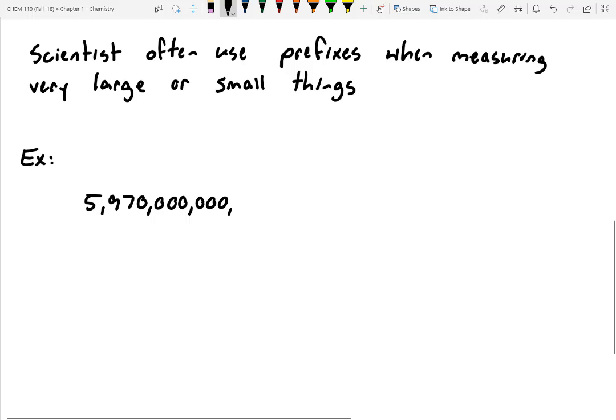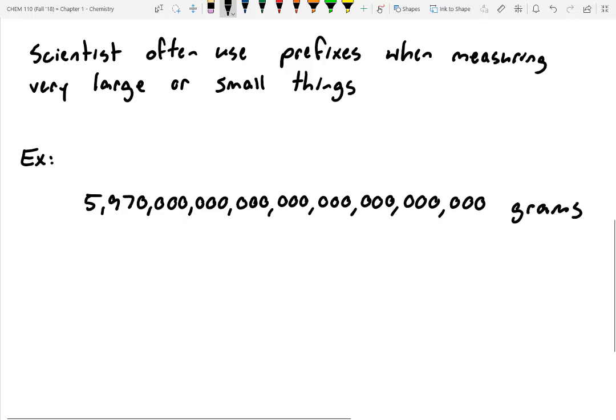Let me do a count here. 1, 2, 3, 4, 5, 6, 7, 8. All right, so this is the mass of our planet, give or take a few grams, right? All right, this is a pain to draw. It's a lot of zeros. And you can imagine you have this decimal point over here.